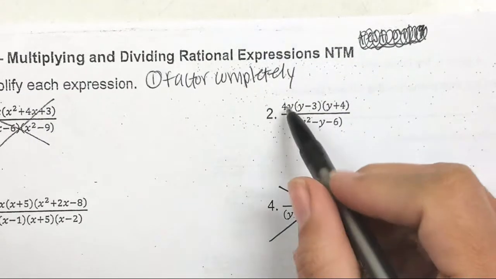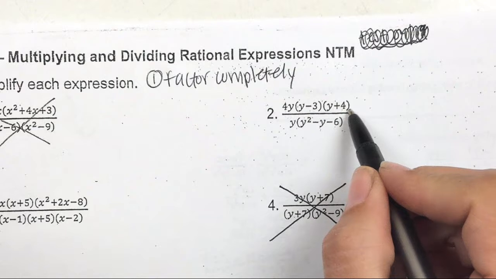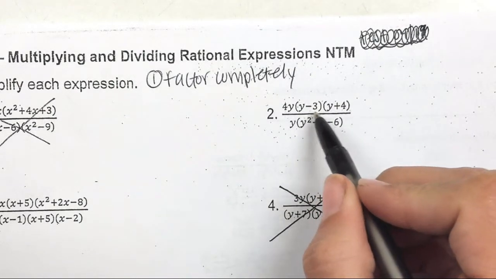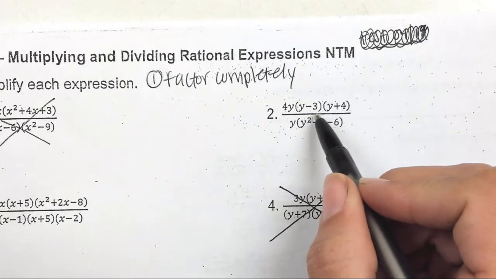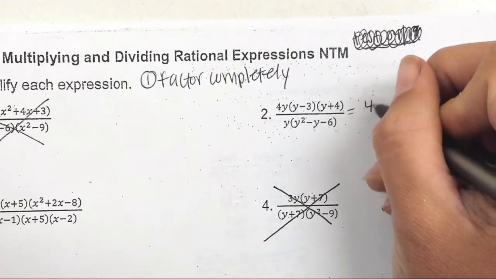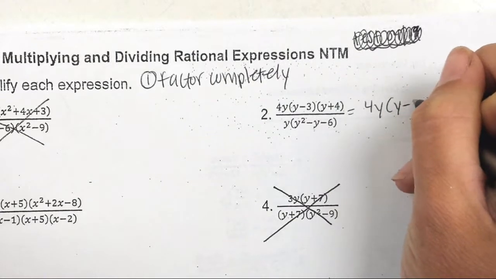So if we look at number 2, we can see that the top is factored completely. So in other words, with y minus 3, they don't have anything in common that we could take out to factor it even more. Same thing with y plus 4. So the top is already done. It's already factored as much as we can.